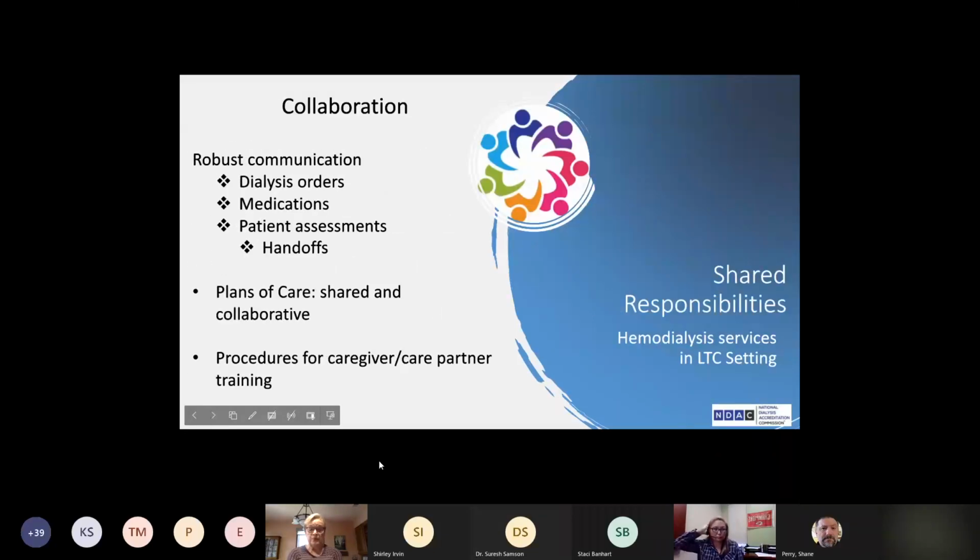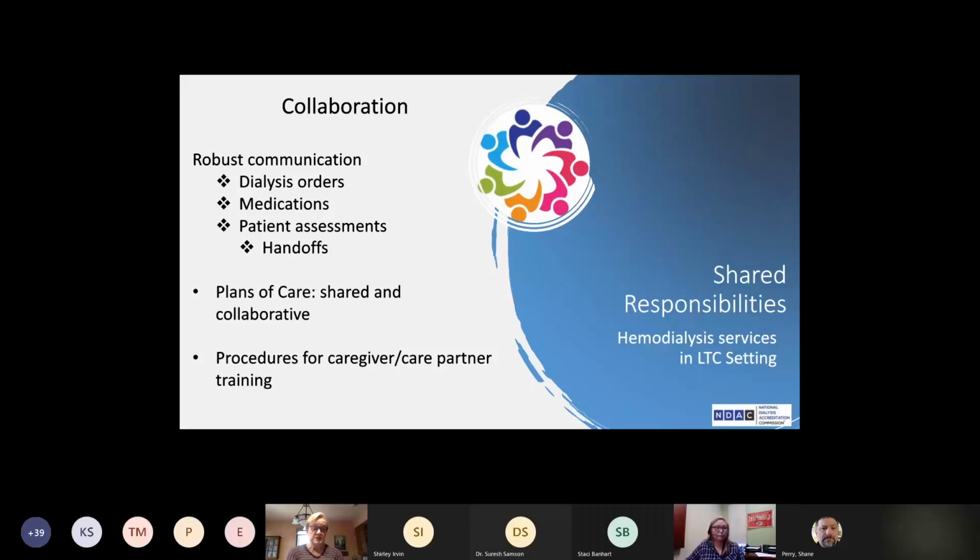Collaboration we've mentioned and how important that is, and that's the shared responsibilities really between the dialysis service and the long-term care setting. We've mentioned robust communication, and these are some of the ways that would happen. Certainly the orders would be clear, medications, some would be given during dialysis, some are related to dialysis but would be given afterwards, such as phosphorus binders, for instance, would need to be given with all meals.